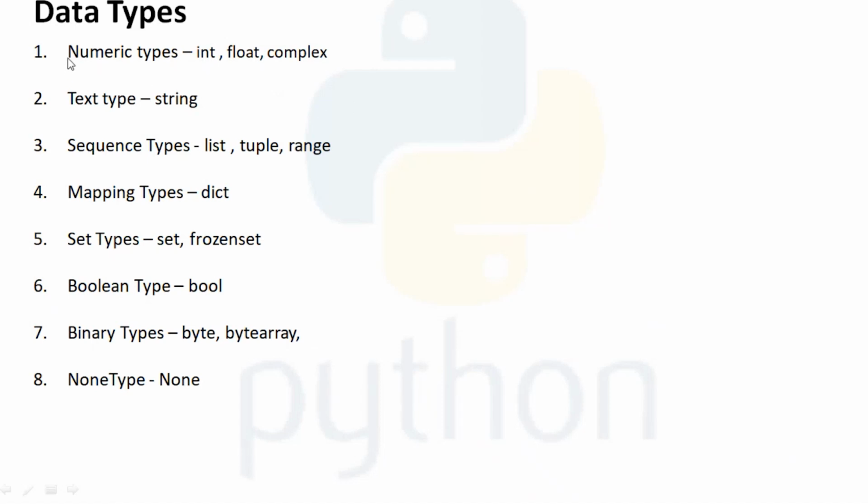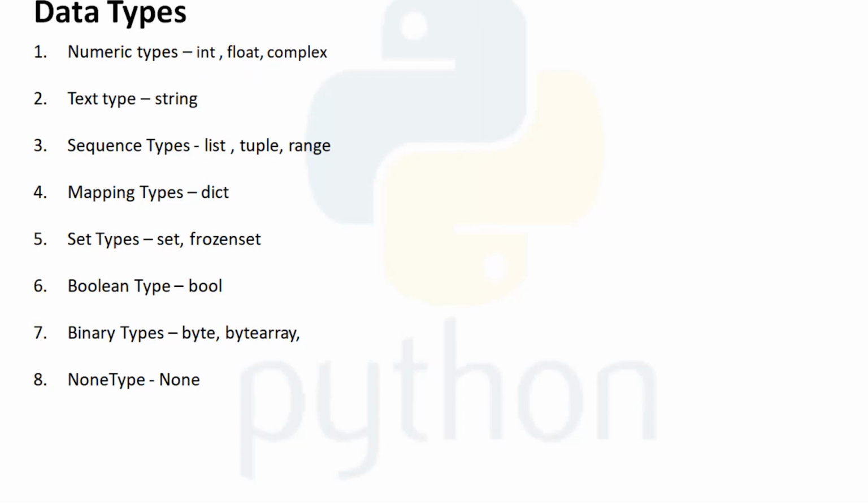The first and foremost one is numeric types. Numeric types are integers and float. Float is nothing but decimal, and then we have complex numbers as well, like in our high school mathematics, we have 3 plus 5j sort of complex numbers. Even those are considered numeric types in Python. Three numeric types: integer, float, and complex.